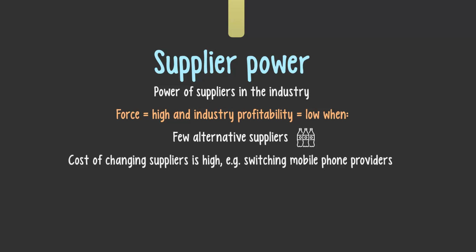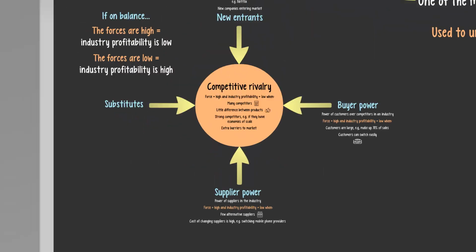And another reason why there may be high supplier power is if the cost of changing suppliers is high. So if you think about when you purchase a mobile phone contract, often the tariffs or the contracts are 24 months, 48 months long now. And if you want to switch, it means that you as a customer would have to pay the supplier off, which makes switching expensive and difficult. Now this means the force would be high and the industry profitability low. So there we go, that's supplier power.